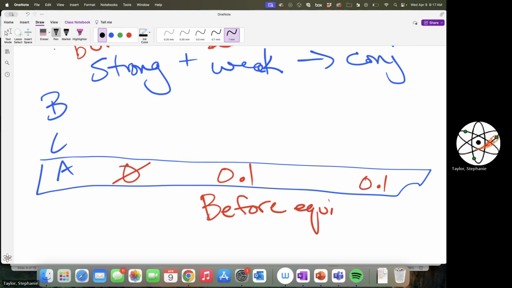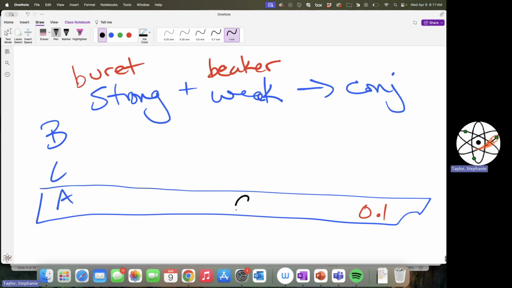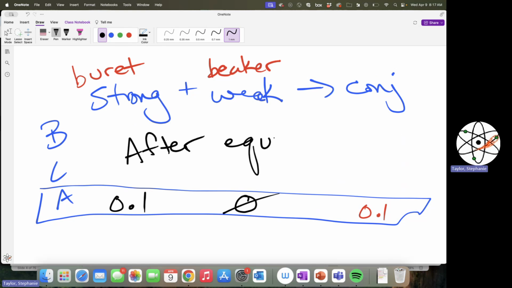Last but not least, we have a strong thing. We have a weak thing. We have the thing in the beaker. The thing in the beaker is gone. But we actually have strong stuff left over. So you are now after your equivalence point. That means you just kept adding more strong stuff into the beaker and you overshot your titration. You went after the equivalence point. That means you still have some conjugate stuff there.